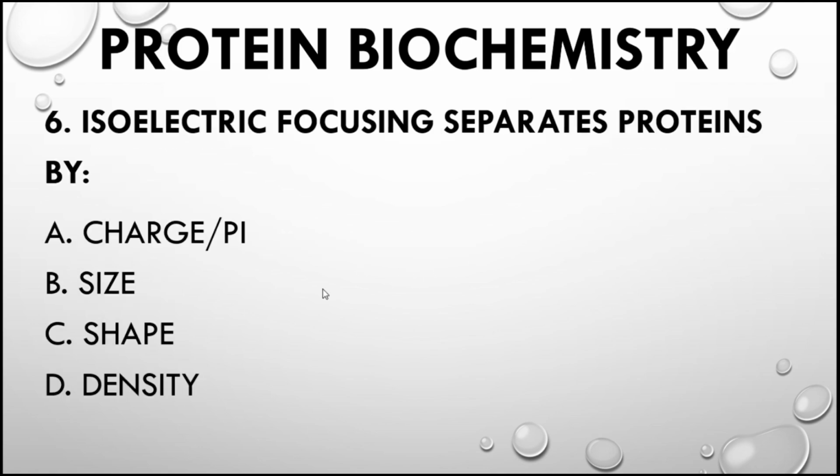Number 6. Isoelectric focusing separates proteins by A. Charge or isoelectric point, B. Size, C. Shape, D. Density. It separates protein based on charge or isoelectric point. That's option A, the correct one.